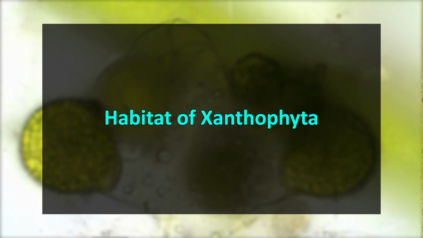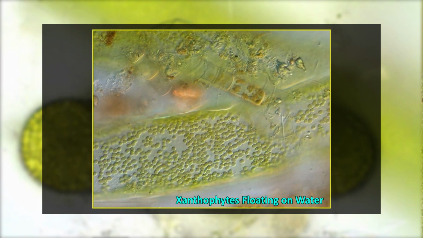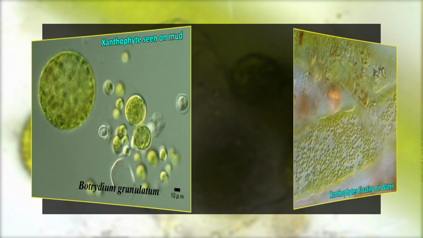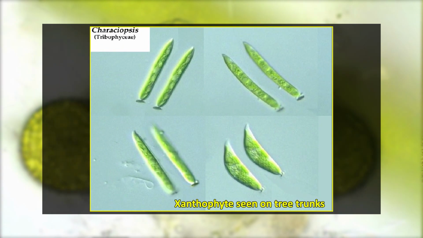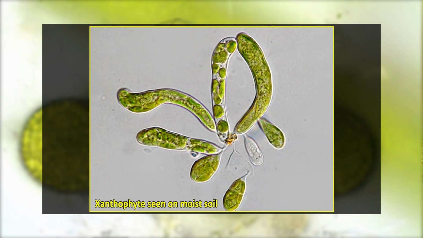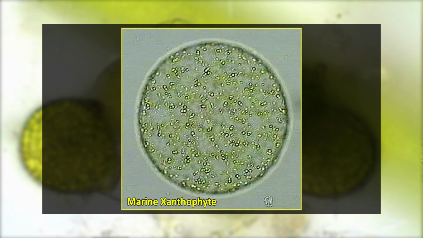First distinctive feature is its habitat. All members of this group are aquatic and are seen commonly in freshwater habitats, and most of them are freely floating. Few members are found to grow on mud and also on the walls of tree trunks. Some members grow on the moist soil and few are marine.